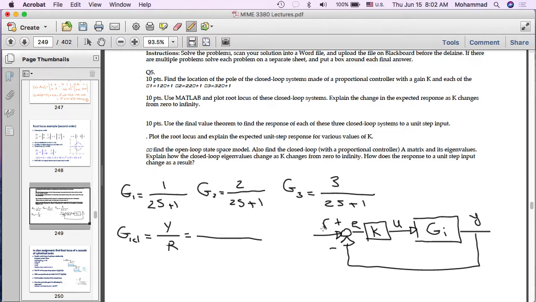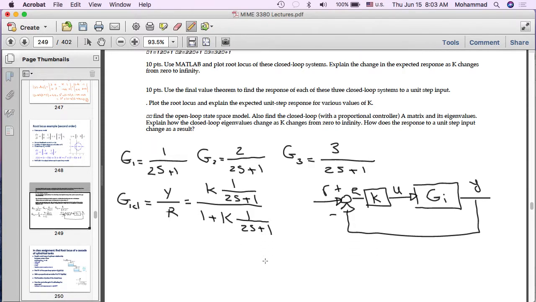What sits between R and Y is K times the transfer function of the open loop, which in this case is 1 over 2s plus 1. And in the denominator, 1 plus, because it's a negative feedback, the content of the loop, which is the same, 1 over 2s plus 1. So this is the transfer function of the closed loop system. We have to simplify it so we can see the poles more easily.